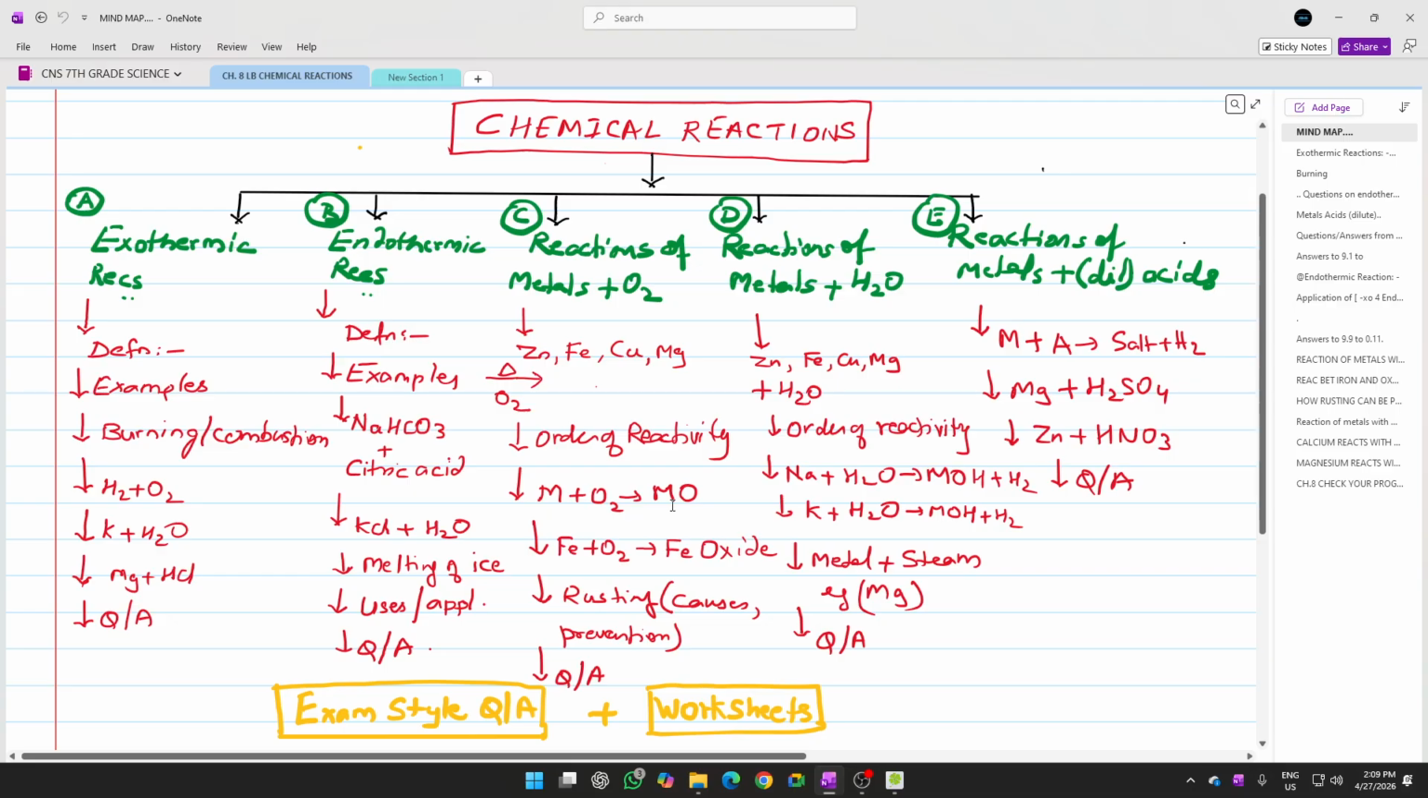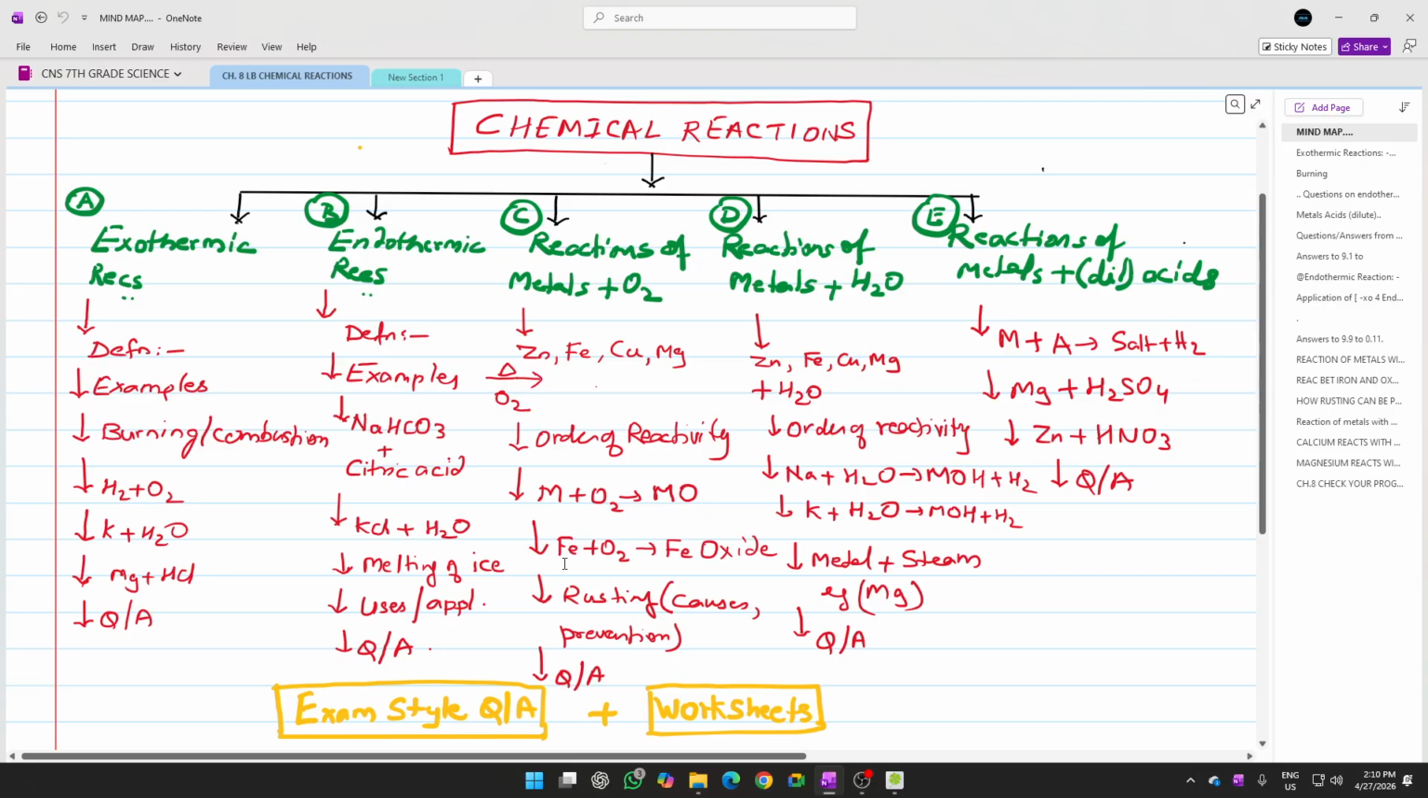M does not stand for an element, right? It stands for a metal. So when a metal reacts with oxygen, you will get the corresponding oxide of that metal. Suppose you are burning zinc with oxygen, you will get zinc oxide. Copper reacting with oxygen will give you copper oxide. Magnesium reacting with oxygen will give you magnesium oxide, right? So this is a general statement that any metal reacting with oxygen will give you that corresponding metal oxide.